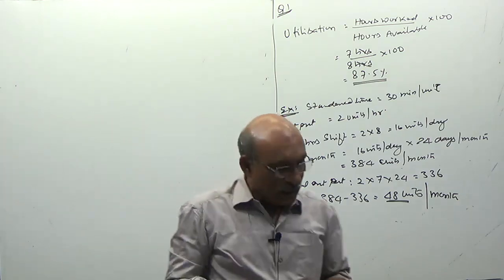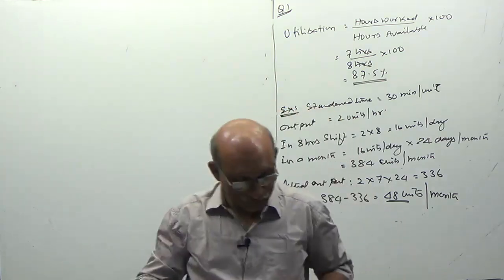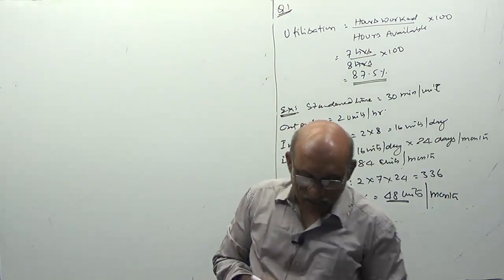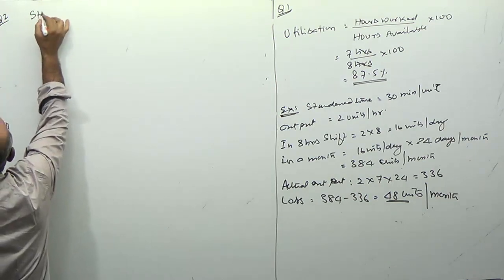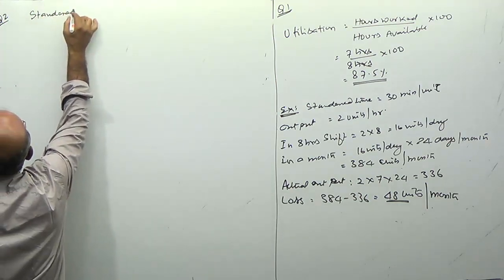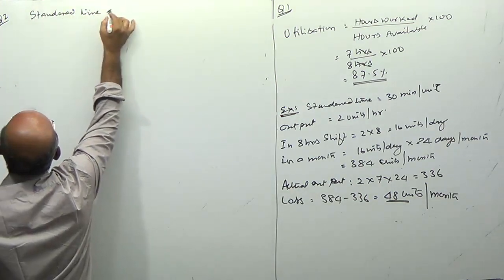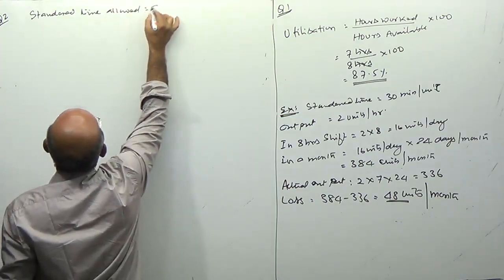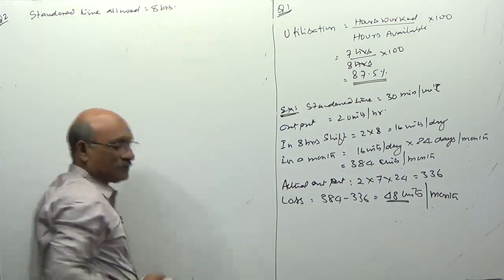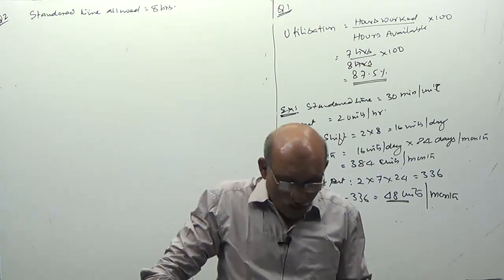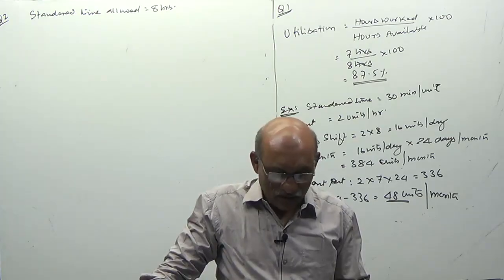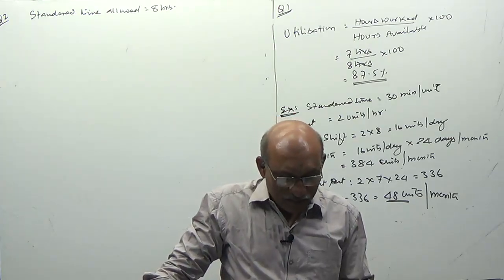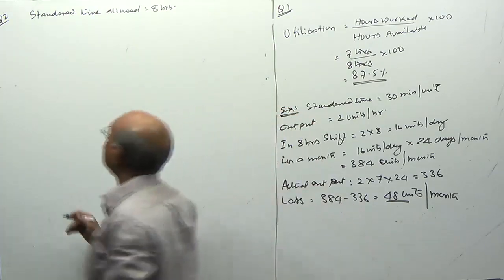Okay. Now look at the question number 2. Standard time for a task is 8 hours. Question number 2. Standard time allowed is equal to 8 hours. Calculate the efficiency of the work person in the following cases. Worker completes the job in 10 hours.